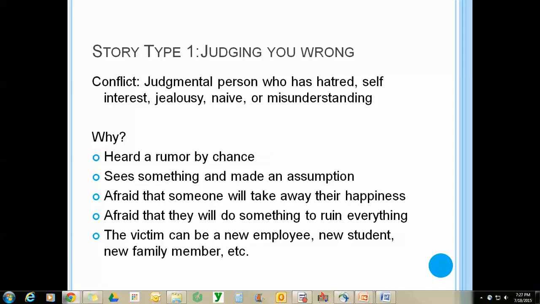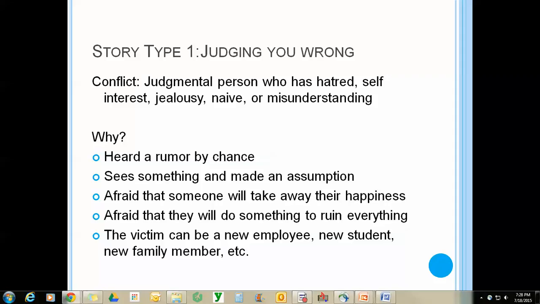Now, what would be the conflict in the story? Remember, every story should have conflict. You want to have the person that's judgmental be the conflict. And it's always good, really, to have the conflict come from one person who's bringing it. So perhaps they have hatred, self-interest, jealousy. They could be just naive.